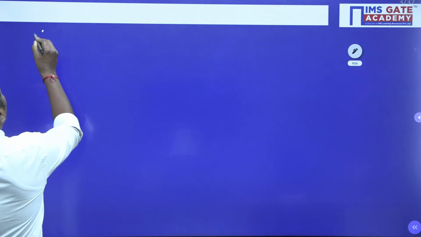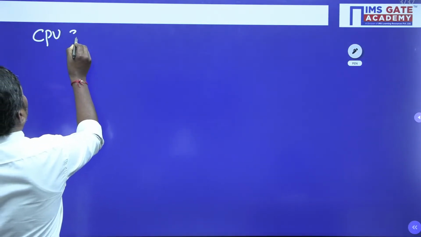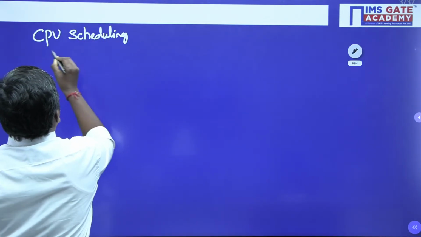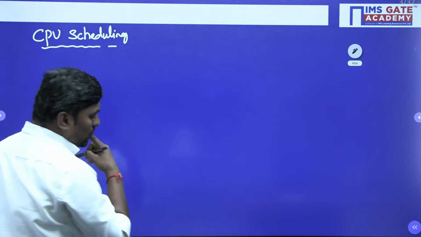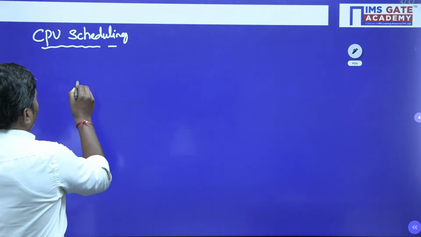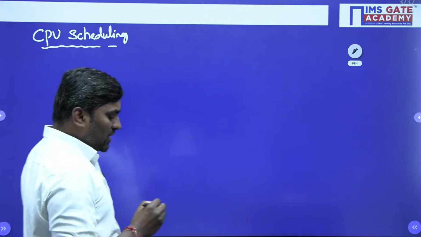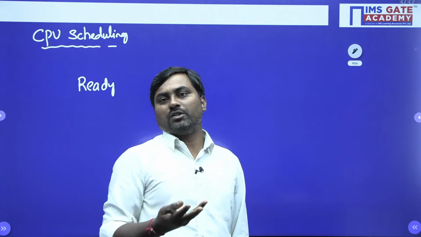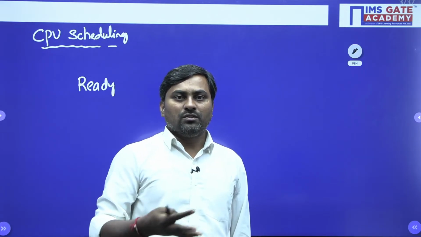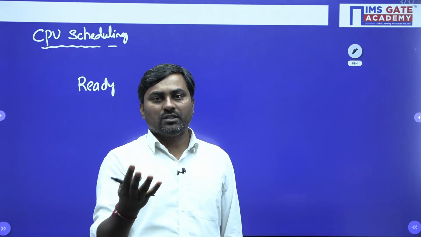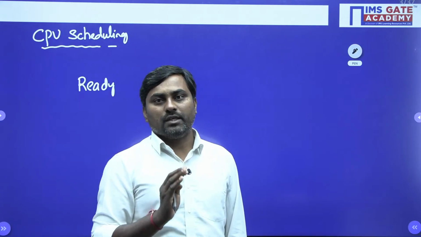We are going to talk about CPU scheduling, which is also known as process scheduling. We have seen the various process states like ready state, running state, wait state, new state, suspend state, and termination. These various states are implemented with various queues maintained by the operating system. The queuing diagram we have also seen.